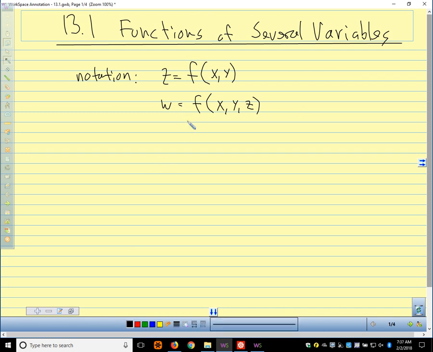We are already familiar with functions of more than one variable. We know, for example, that work equals force times distance. So work depends on the force and the distance. It's a two-variable function. We usually manipulated things so that we could treat it as a single variable function. Or the volume of a box. Volume equals length times width times height. So that's a function of three variables.